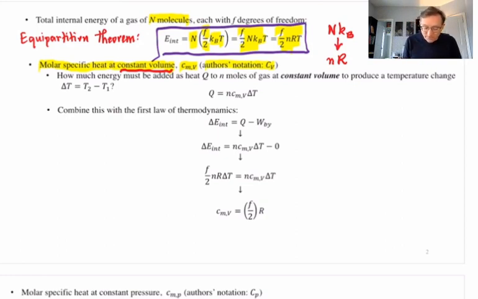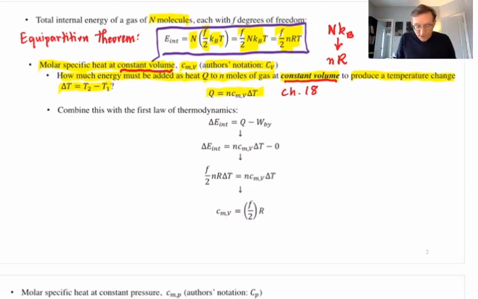So here's the question. How much energy must be added as heat Q to little n moles of a gas at constant volume? We're going to stipulate that we're going to hold the volume fixed to produce a temperature change delta T, T2 minus T1, T final minus T initial. The starting point is the heat absorption formula from chapter 18. Q is related to delta T in that form. Number of moles times molar specific heat at constant volume times the temperature change. So that idea right there comes straight from chapter 18.